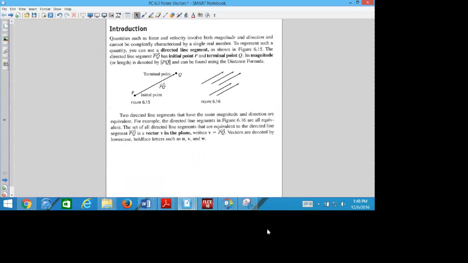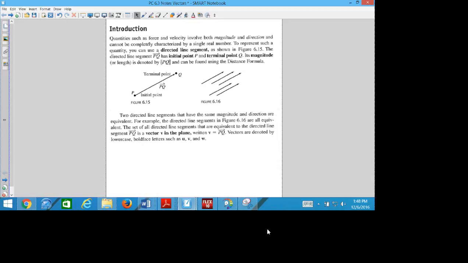So, vectors. All the vocabulary is up here. It's bolded, so if you are a highlighter kind of person, you can go highlight things. Vectors are used in physics because it has to do with force and velocity, which we've talked about in here already.